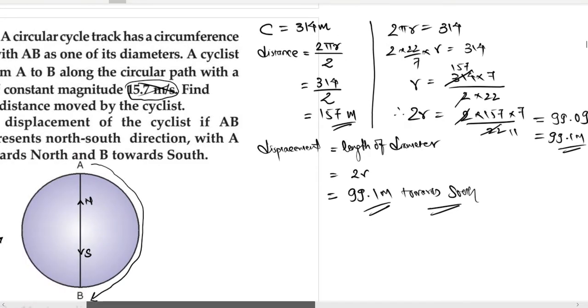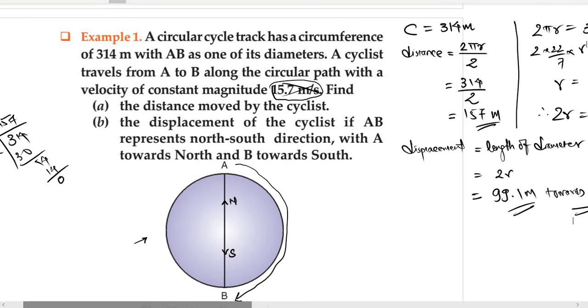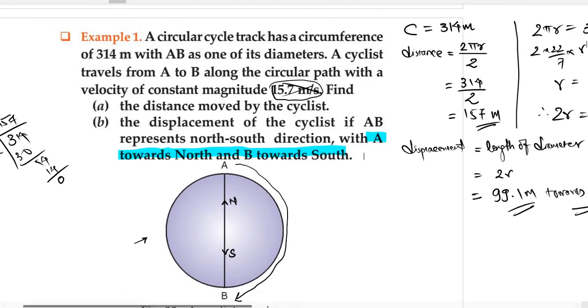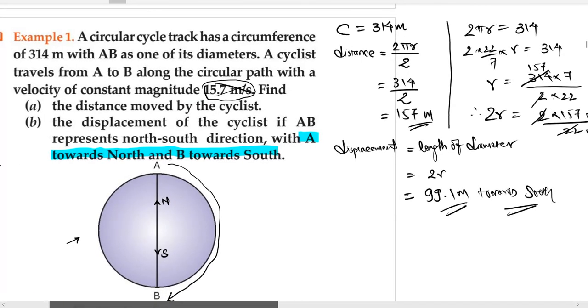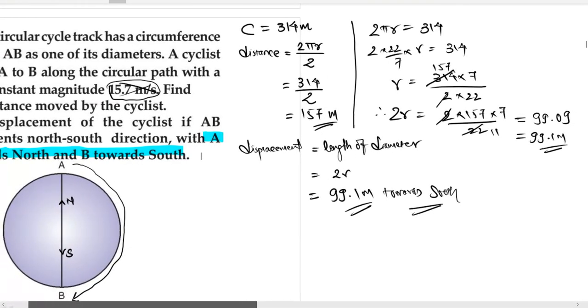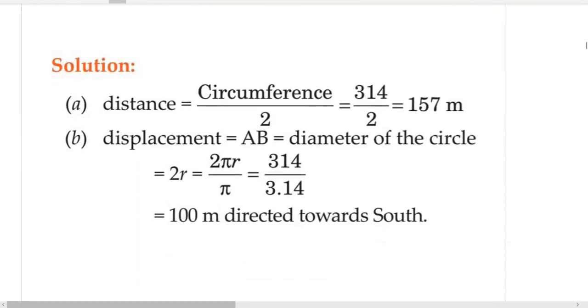You must write the direction in problems involving displacement only. In further chapters you don't need to mention the direction, but because they have mentioned something about the direction in the question, A is towards north and B is towards south, you should mention in the answer also that the displacement is from north to south, that is towards south. So this is how you solve it, right? It is clear.